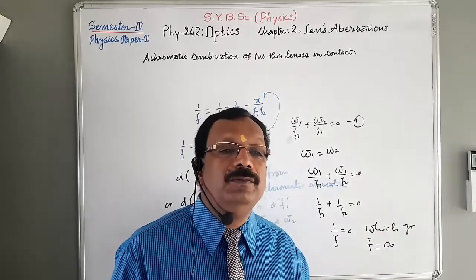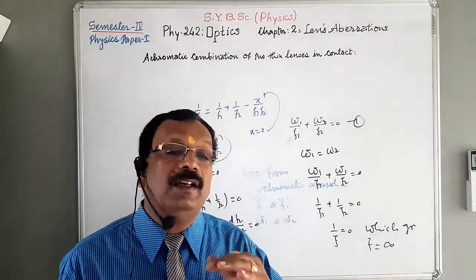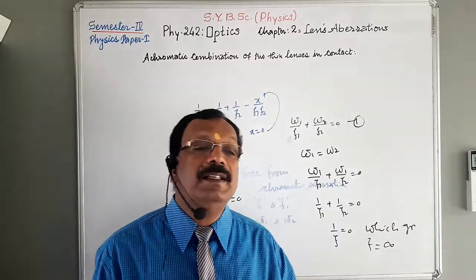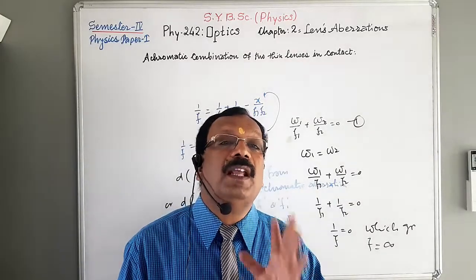Then what do we have to do? Thus, for an achromatic combination of two lenses in contact, the lenses must be made of different types of glass.